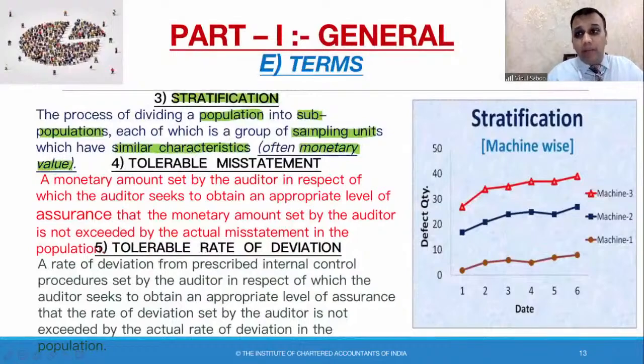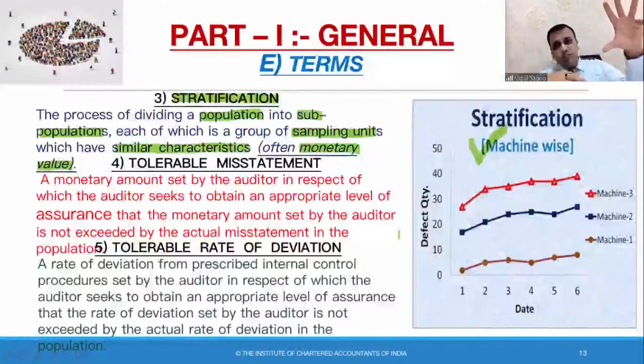But let us take an example. You can see on the right, there is machine-wise stratification. We have machine 1, machine 2, machine 3. Yes, Pooja. So we have machine 1, machine 2, machine 3. We have their graphs with respect to the defected quantity they produce on respective dates. So there was this population of plant and machinery block in a factory. We divided it into the machines. We could subcategorize it into subpopulations.